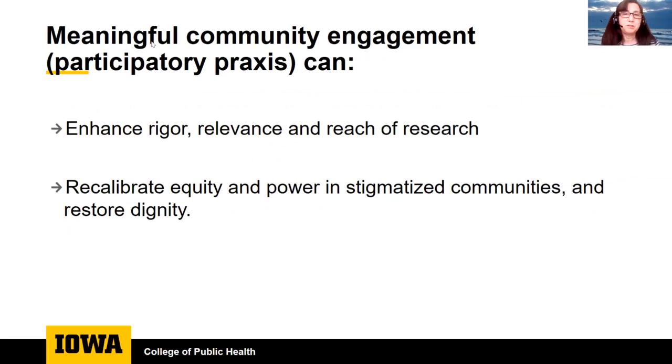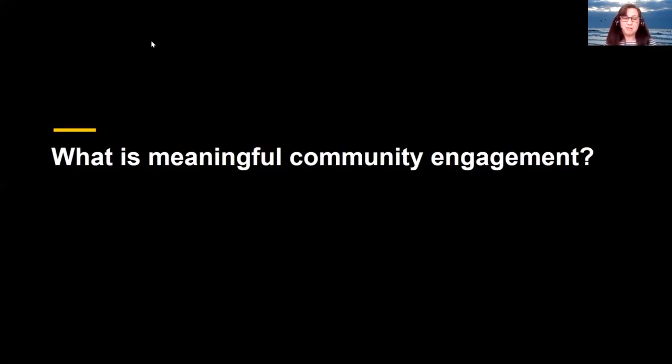By contrast, participatory praxis in health-related stigma research enriches the understanding of community strengths as well as health needs and priorities, and helps to balance the scales of equity. So we argue that participatory praxis recalibrates equity and power in communities that are experiencing stigma and restores dignity to those communities. So what is meaningful participation?